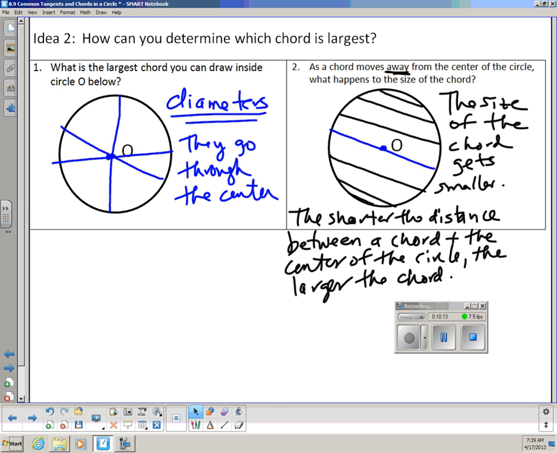So for example, if I was trying to compare, say, this chord to this chord, actually, let me do a different color on that one. If I was trying to compare the yellow chord to the green chord, the yellow chord is much further away from the center. This distance is much larger than, say, this distance. So the fact that that red distance is further away or bigger than the blue distance makes the yellow chord smaller than the green chord.